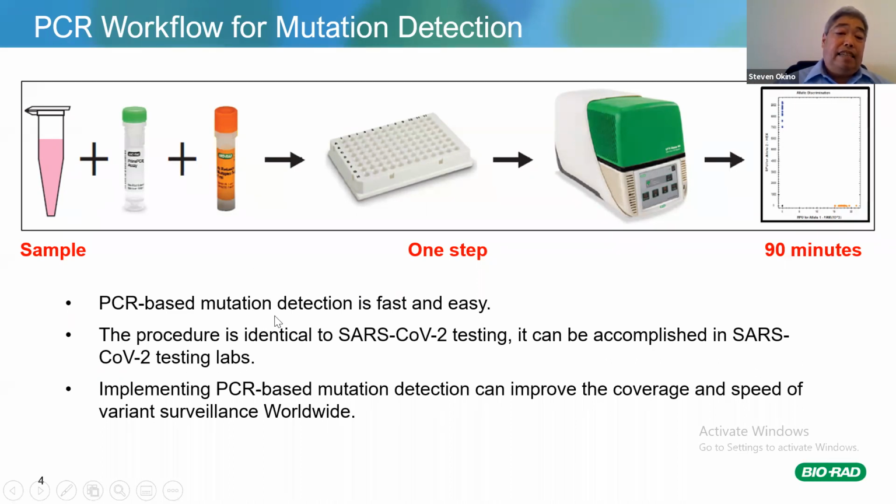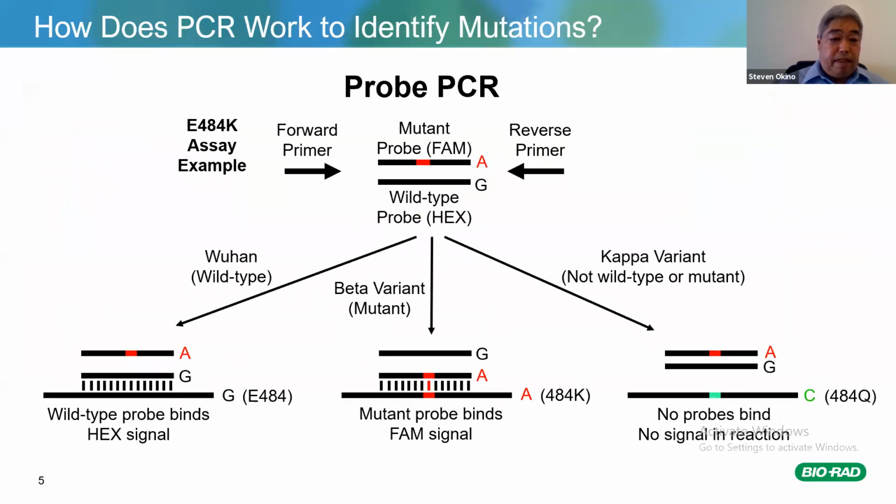PCR-based mutation detection is very fast and easy. It's identical to SARS-CoV-2 testing, and it can be accomplished in SARS-CoV-2 test labs. Therefore, implementing PCR-based mutation detection can improve the coverage and speed of variant surveillance worldwide. So how does this work? How does PCR identify the mutations? The answer is that we use a very specialized type of PCR. It's probe PCR, the kind that looks for specific mutations.